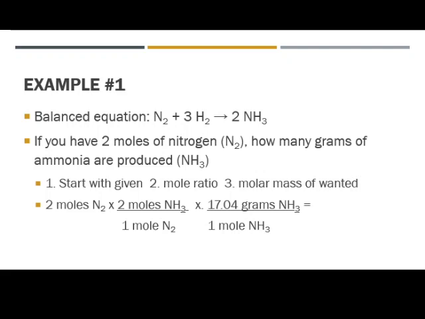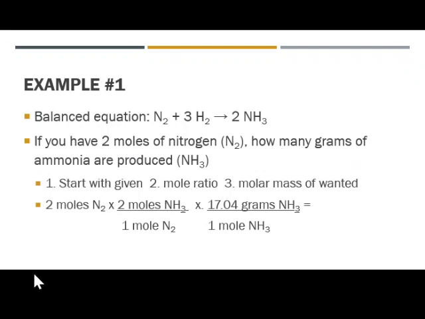Okay, so let's look at number one. We're going to start with our balanced equation here, which is 1 mole of nitrogen plus 3 moles of hydrogen. We used that yesterday, yields 2 moles of ammonia. So if you have 2 moles of nitrogen, how many grams of ammonia are produced? Oh, and I almost forgot to check if it was balanced. So I have 2 nitrogens, 2 nitrogens, 6 hydrogens, 6 hydrogens. We're good. So if you have 2 moles of nitrogen, how many grams of ammonia are produced?